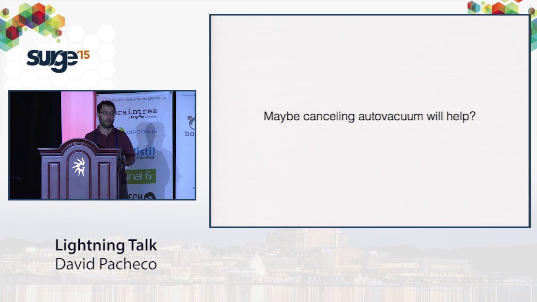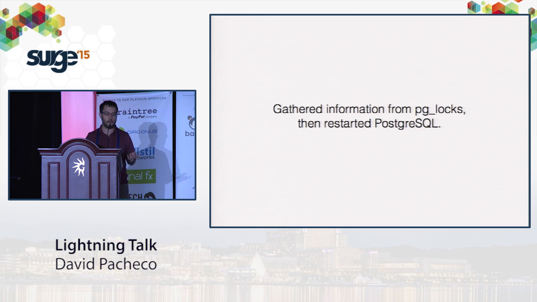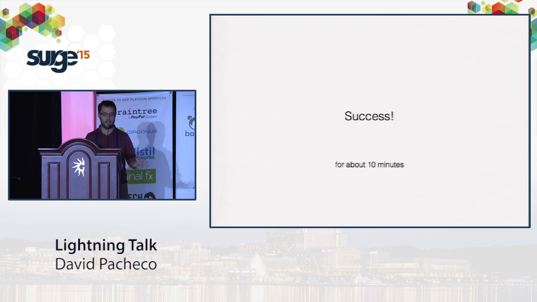So we thought in this case, well, maybe canceling the autovacuum will help, but we want to be able to root cause it. So I tried to grab whatever data we could from the pg_locks table, which shows you what's blocked, and then we restarted Postgres. And this worked. It was great for about 10 minutes.